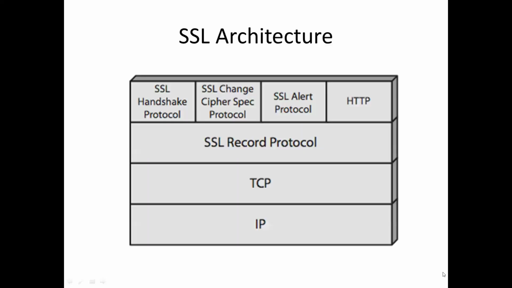So coming to the SSL architecture. Basically we have the IP layer. IP is nothing but your network; the protocol that works in the network layer is IP. TCP is your transport layer protocol. Then we have the SSL record protocol. On top of the SSL record protocol, we have the SSL handshake protocol, the SSL change cipherspec protocol, then the SSL alert protocol, and then we have HTTP. HTTP is basically where you have your application layer data, so it will be encrypted and then passed to the bottom layers.